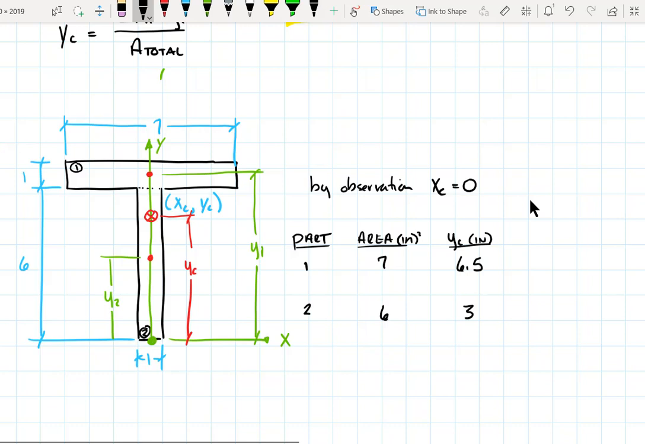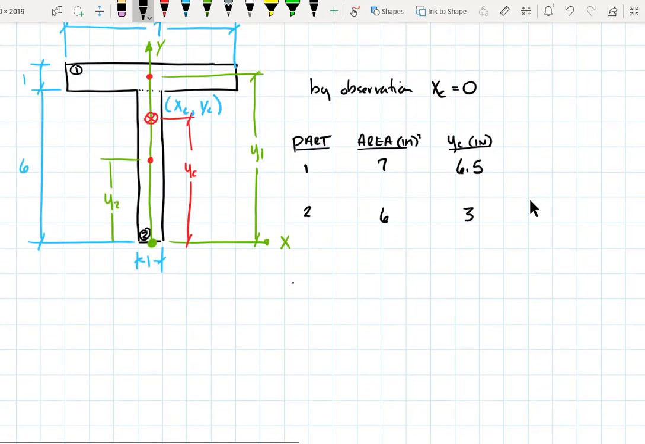And then the equation I'm trying to solve is this guy. Y sub C equals the summation of the individual area times the individual coordinate of each part, divided by the total area. So I need to construct this numerator, which means I need to take all the areas and multiply times their Y coordinate. So 7 times 6. Hold on, get my calculator in the right mode. 7 times 6.5 is 45.5.